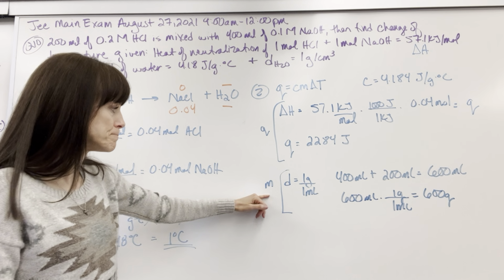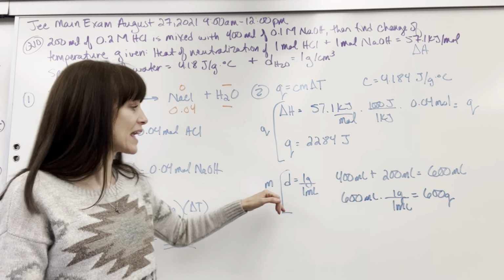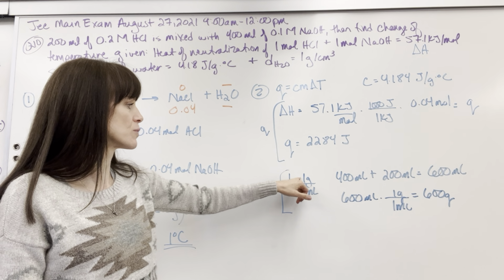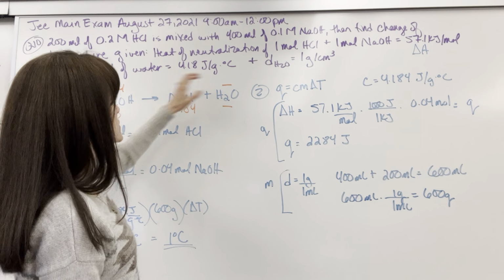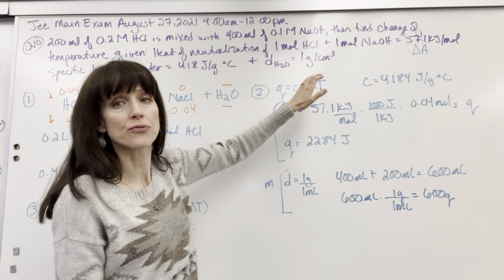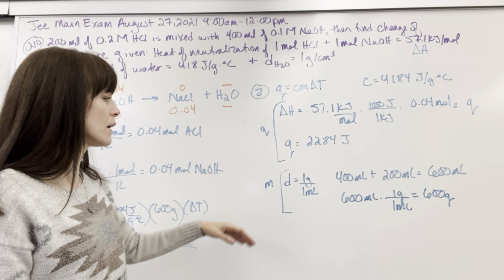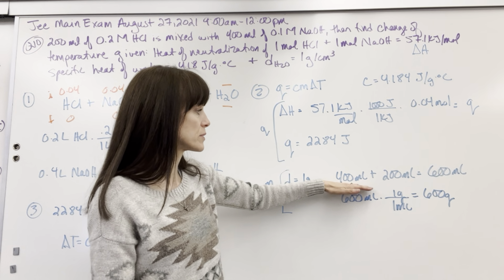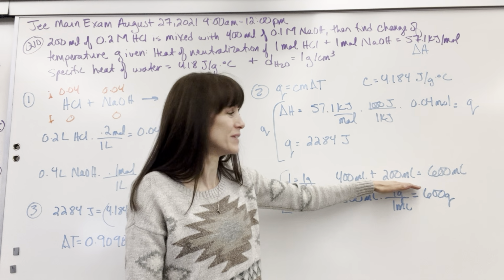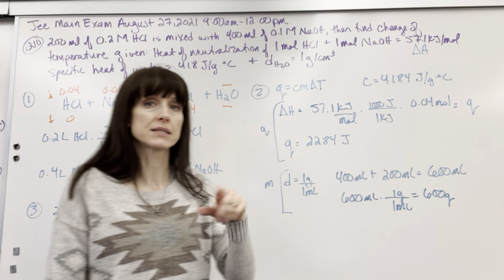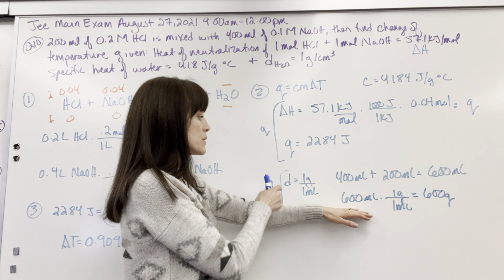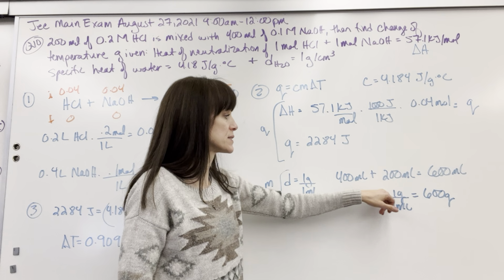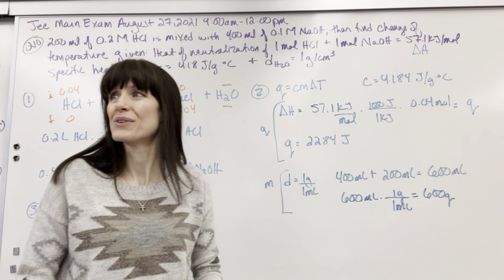Nice. Now for m, mass. They gave us density, that the solution is 1 gram per 1 mL. Actually, we can use this density of water for our solutions. So if I take my 400 mL and my 200 mL, that gives us a total of 600 mL together. We can use the density. 1 mL is the same thing as 1 gram, so we've got our mass, which is 600 grams.